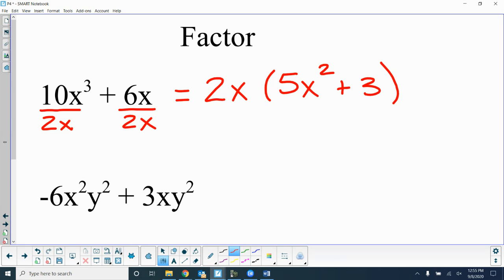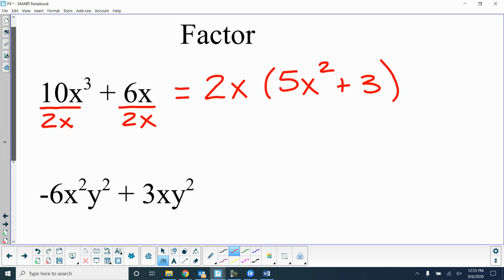This isn't, it's two terms, but they're not both perfect squares, they're not both perfect cubes, so it's not one of those binomial types, number 2 and 3 on our list. And if you want to check, if you distribute, you should get what you started with. Questions?